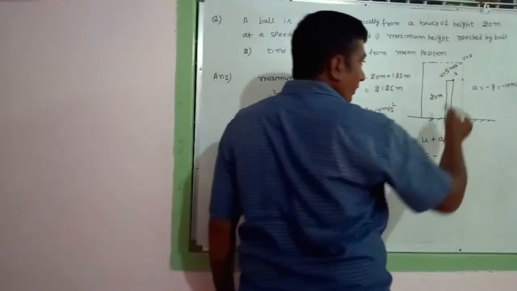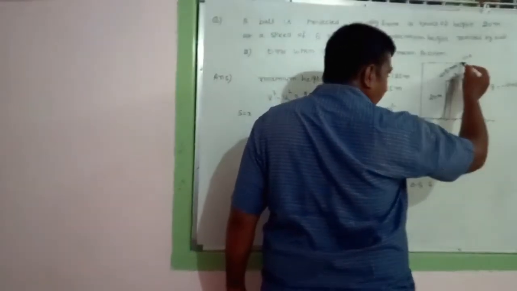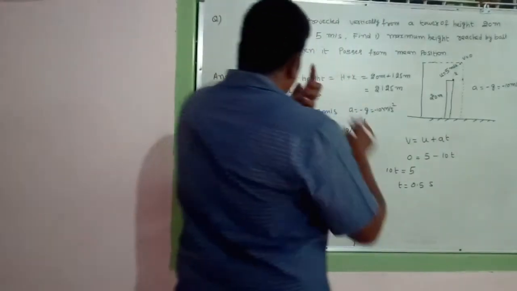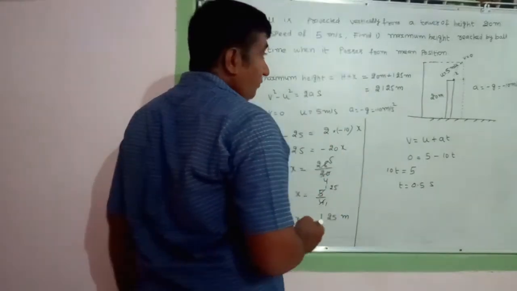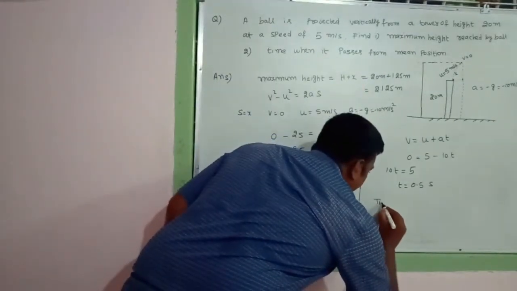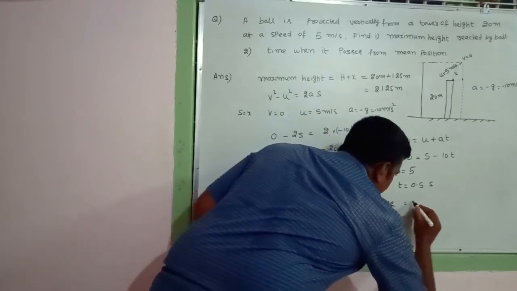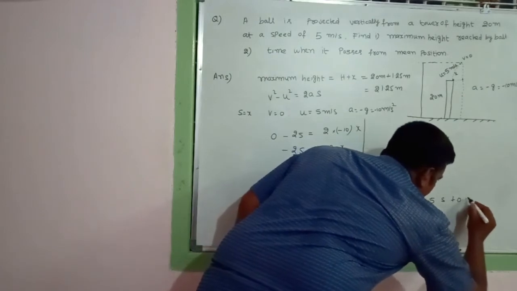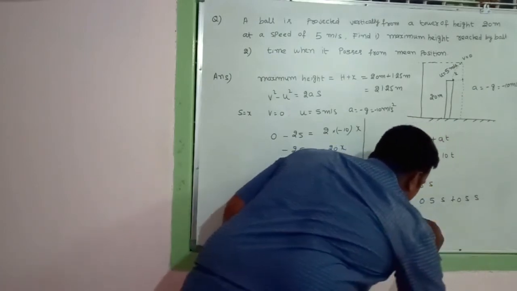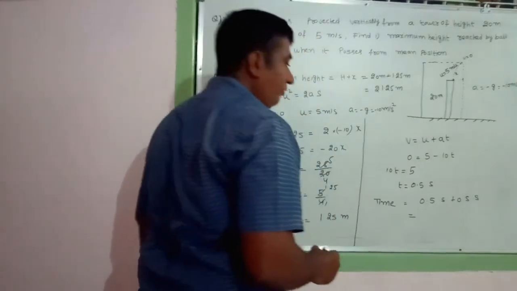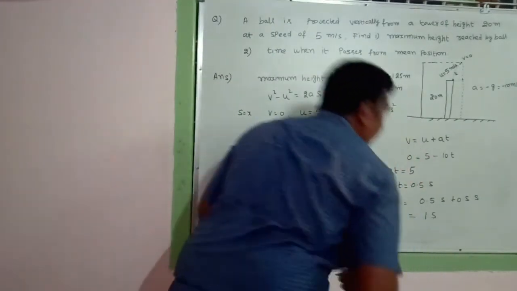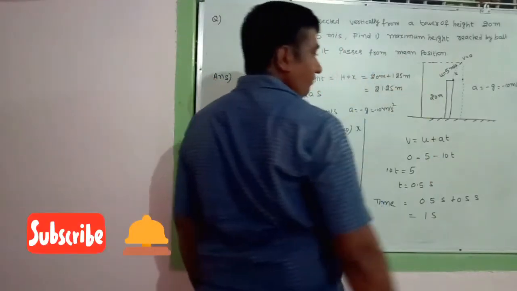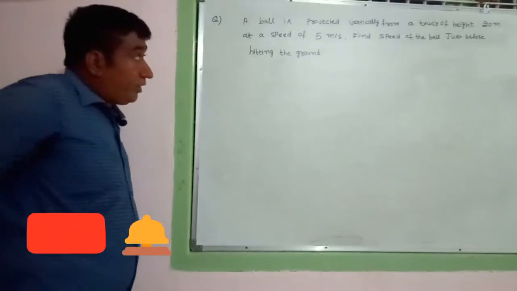We know very well that the time it takes to reach maximum height is the same time it will take to come back to the same point. So the time when it passes from the mean position is 0.5 seconds plus 0.5 seconds, which we can add to get 1 second. This is the time taken when it passes from the mean position.